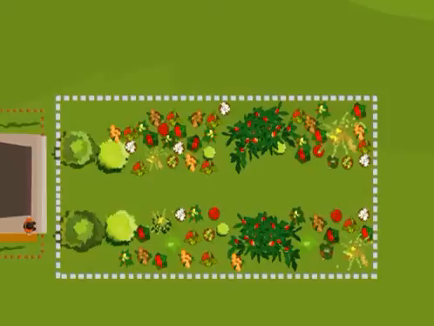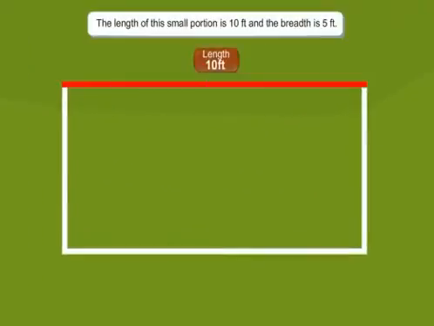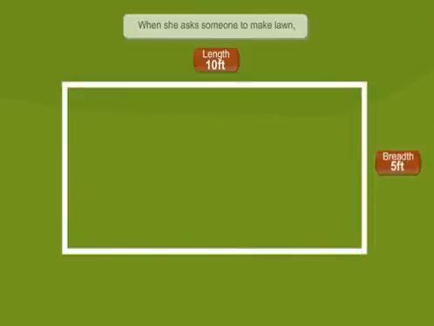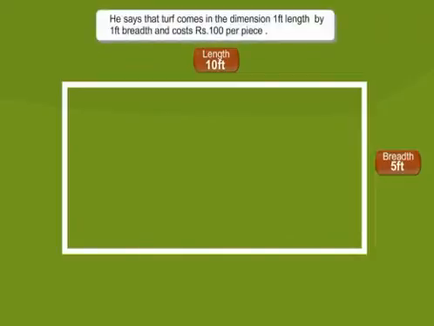Now, Nancy wants to make a lawn in a small rectangular area in front of her house. The length of this small portion is 10 feet, and the breadth is 5 feet. When she asks someone to make the lawn, he says that turf comes in the dimension 1 foot length by 1 foot breadth and costs ₹100 per piece.